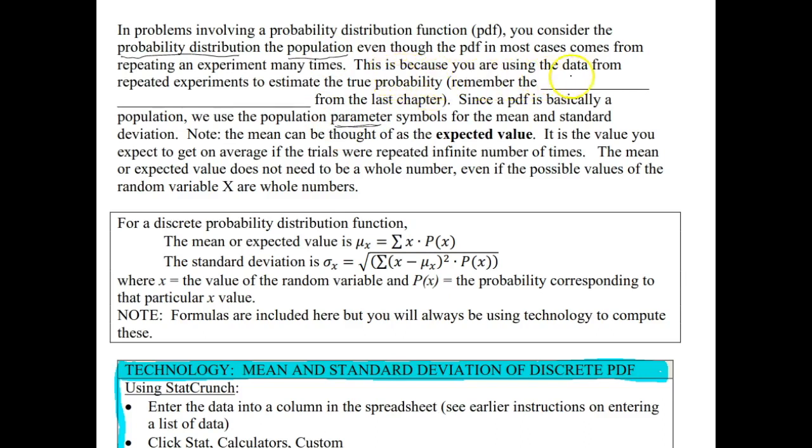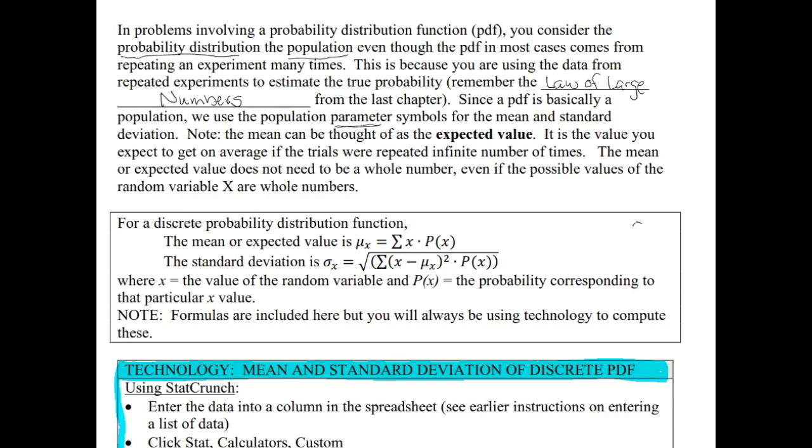This is because you're using the data from repeated experiments to estimate those true probabilities. And usually we've repeated these experiments many times over. That is what allows this law of large numbers to help us out here. Again, the law of large numbers from the last chapter basically told us if we repeat an experiment a large number of times, these experimental probabilities get closer and closer to the actual true probabilities.